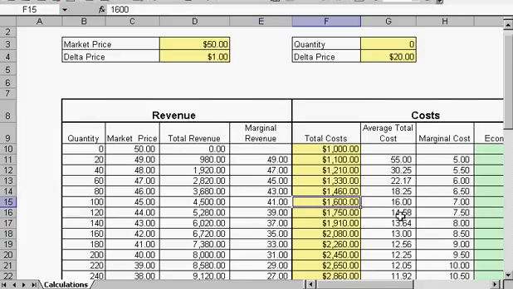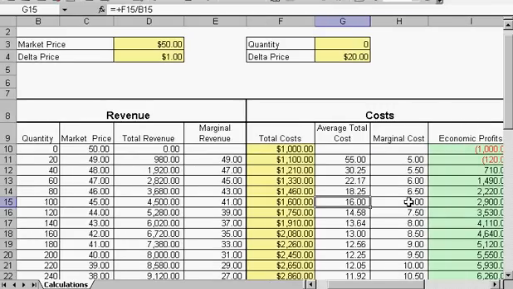Here we have a cost that we need to supply. Our average total cost is the total cost divided by the quantity, in this case 100. Our marginal cost is the change from producing one additional item. So we're going to use our total cost, F15, minus F14, and then divide that by the quantity. And that's how we'll get our marginal cost.